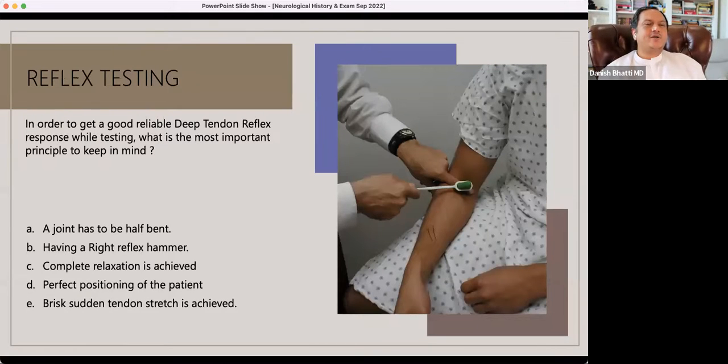Reflex testing. In order to get a good, reliable deep tendon reflex response while testing, what is the most important principle to keep in mind? A, the joint has to be half bent. B, having the right reflex hammer. C, complete relaxation is achieved. D, perfect positioning of the patient. And E, a brisk sudden tendon stretch is achieved.